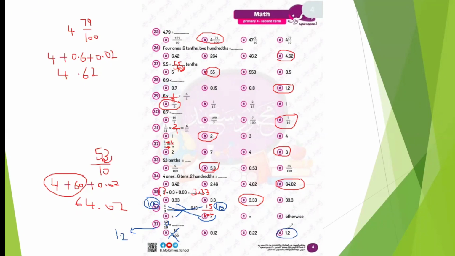Or I can separate it to be 10 out of 10 plus 2 out of 10. 10 out of 10 means 1. 2 out of 10 equals 0.2. If I add 1 and 0.2, it will be 1.2.